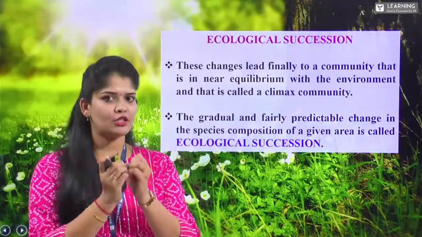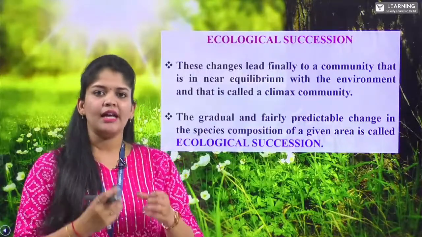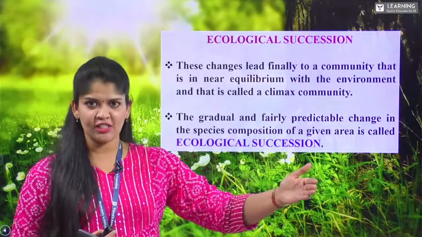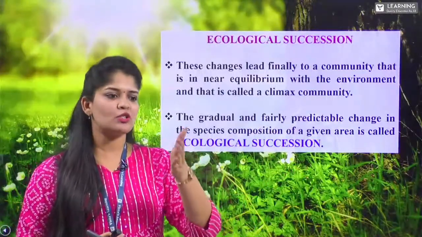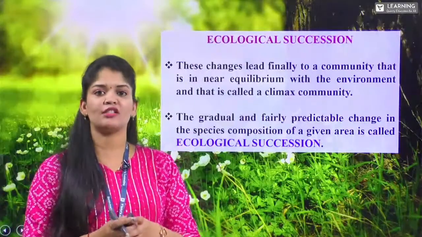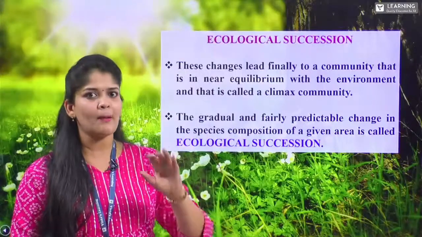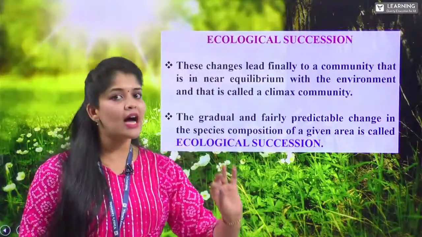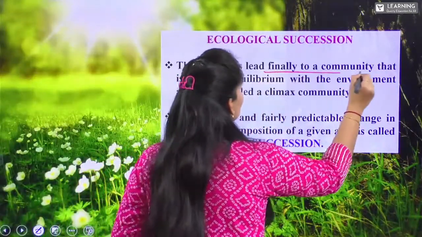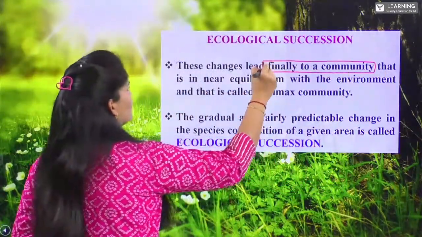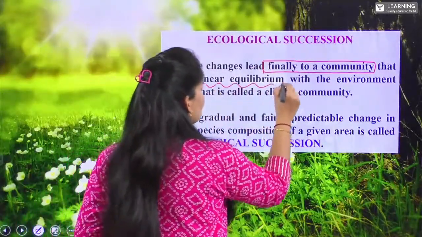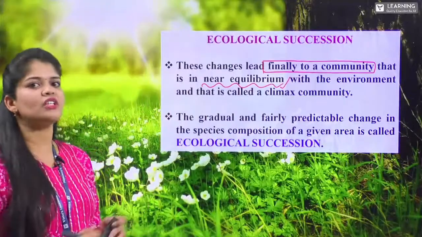It keeps on showing some changes, and in reaction to those changes, the changes will happen in the composition as well as structure. And what type of changes? These changes are very steady, fairly parallel, sequential, and orderly. Now, these changes finally lead to the community which is nearly at equilibrium. It tries to become stable, nearly reaching equilibrium.